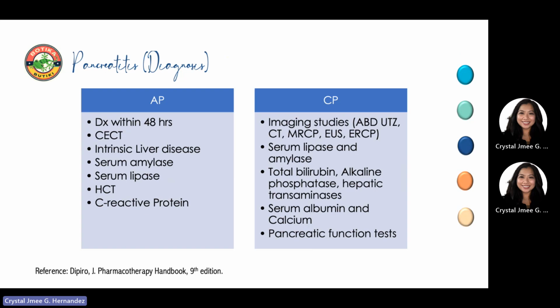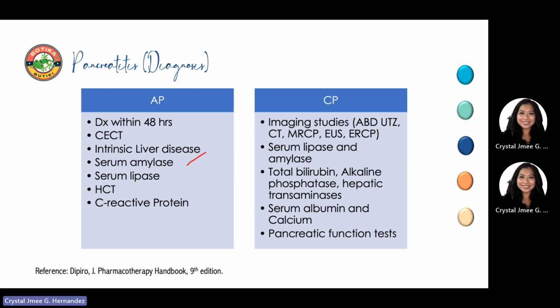Now, AP may be associated with leukocytosis, hyperglycemia, and hypoalbuminemia. Hepatic transaminases, alkaline phosphatase, and bilirubin are usually elevated in gallstone pancreatitis and in patients with intrinsic liver disease. So marked hypocalcemia indicates severe necrosis and is a poor prognostic sign. Now, serum amylase usually rises 4 to 8 hours after symptom onset.